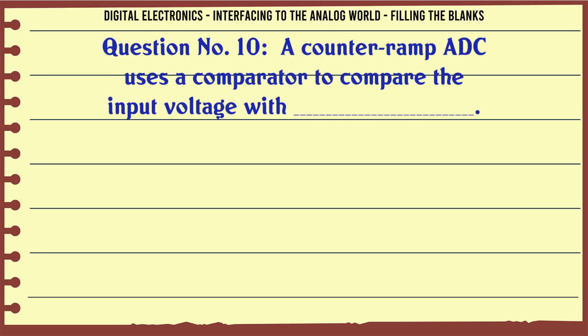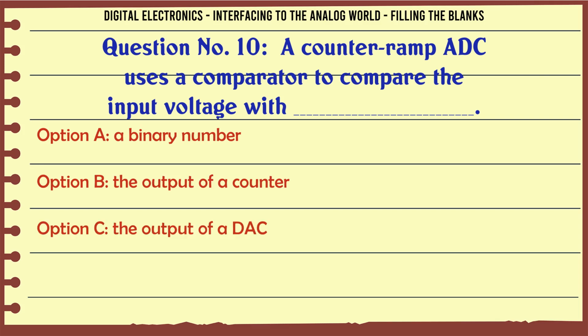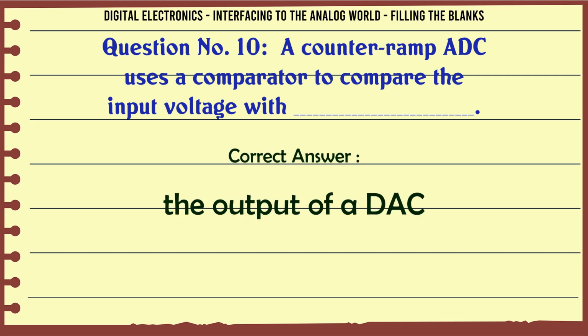A counter ramp ADC uses a comparator to compare the input voltage with: A. a binary number, B. the output of a counter, C. the output of a DAC, D. a voltage divider network. The correct answer is the output of a DAC.